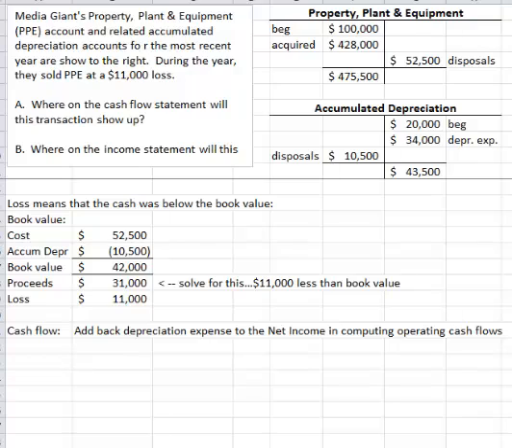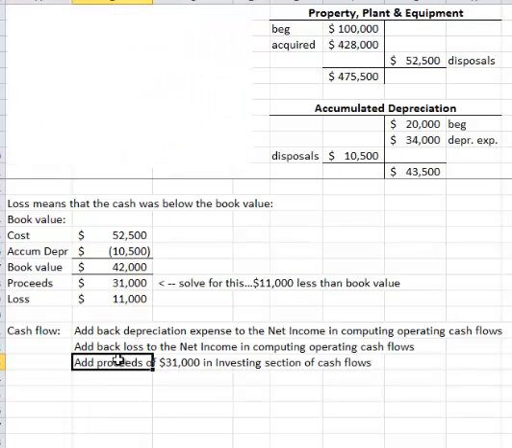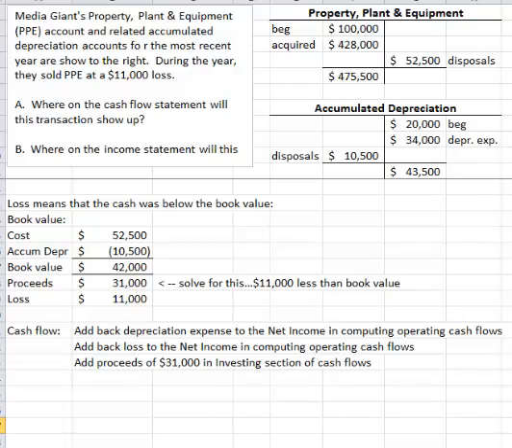What about that loss? It's part of net income, isn't it? So we will add the proceeds of 31,000 in the investing section of the cash flows. So these three things will come about because of the activity in these two accounts. What about on the income statement? The income statement is going to report that $11,000 loss and also the depreciation expense.